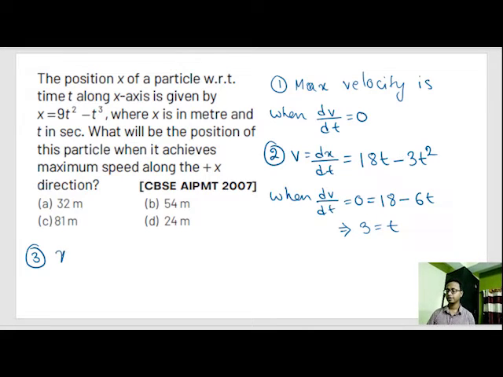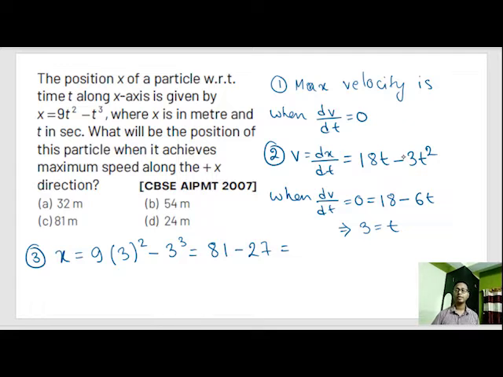So at time t equals 3, 9 into 3 squared minus 3 cubed. So this becomes 9 nines are 81, minus 3 cubed, which is nothing but 27. So 81 minus 27 is nothing but 54. So our correct option is option number B.